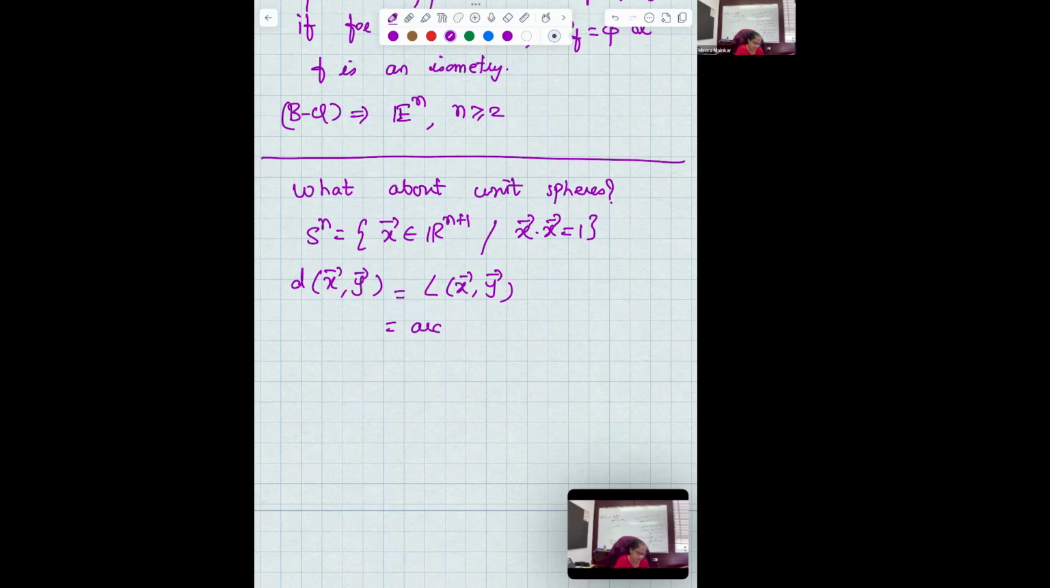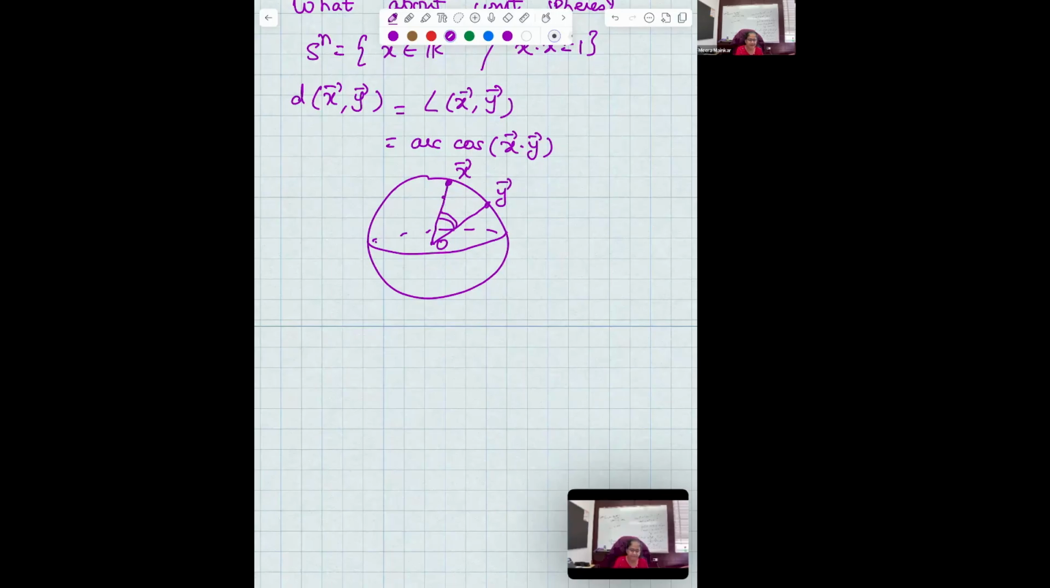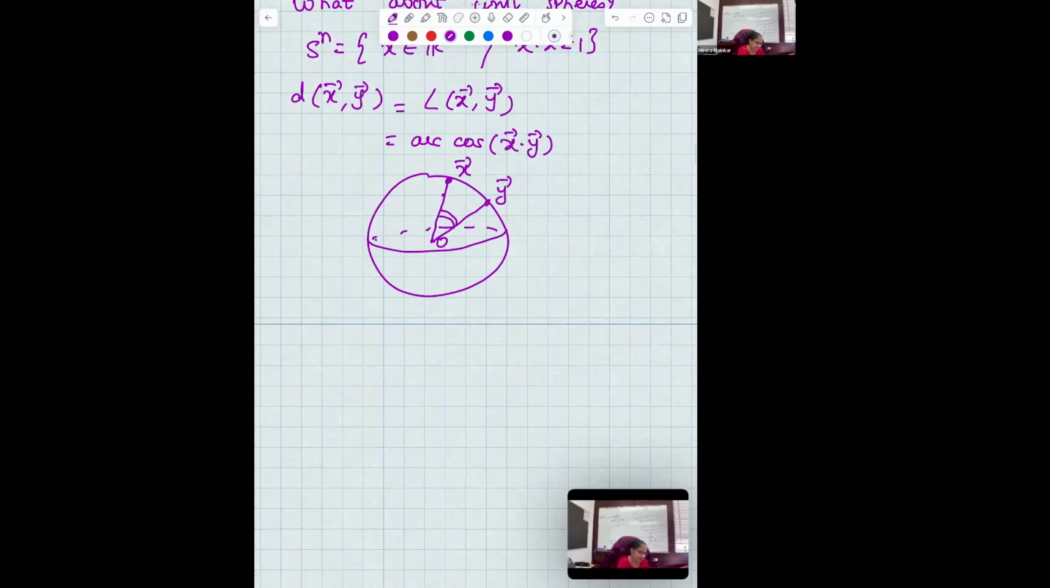So namely arc cosine of the dot product. So if you have that sphere, and here is your origin, and suppose your x is right here and y is right here. So say x, and here is your y. Then we say that the distance is just the angle here. Okay, so I'm going to give you an example and then we will just analyze this.